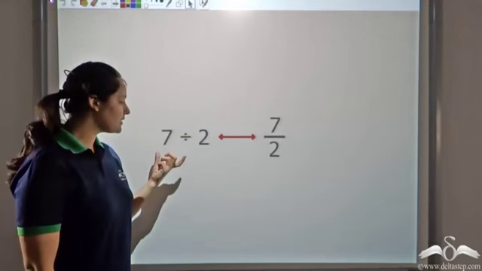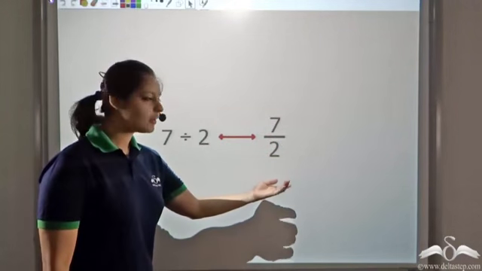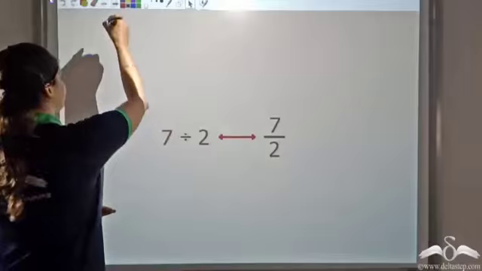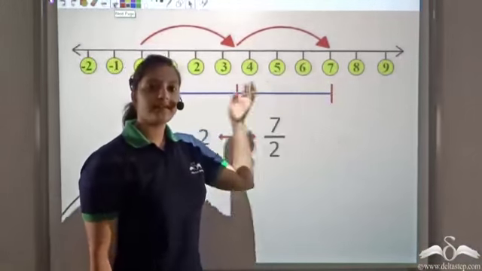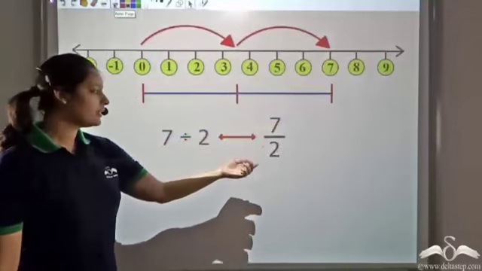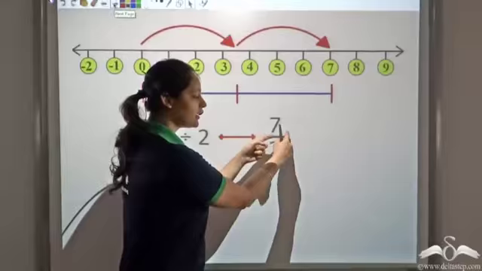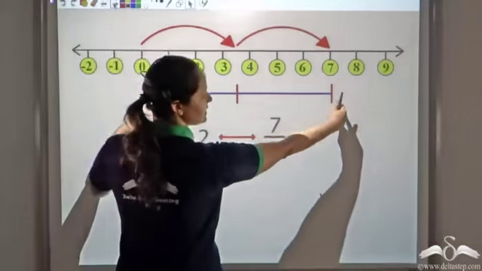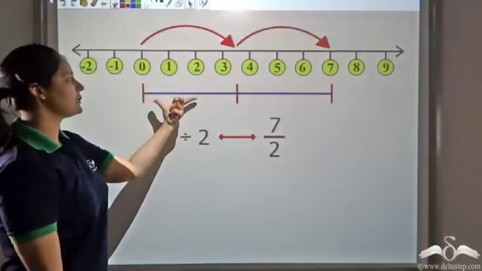We had seen that 7 divided by 2 can be written as 7 by 2 also. Now if I want to visualize this 7 by 2, let me draw this on a number line. So I have a number line representing integers here. I want to show 7 by 2. That means 7 is being divided into 2 equal parts. So I have this length 7 and I divide it into 2 equal parts. So this is 7 by 2.